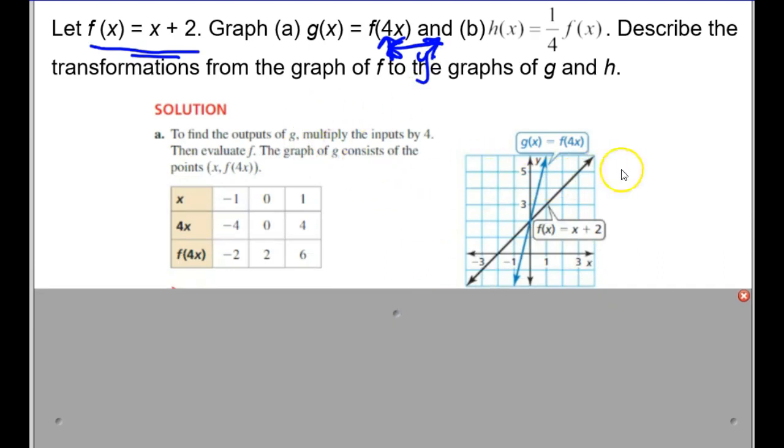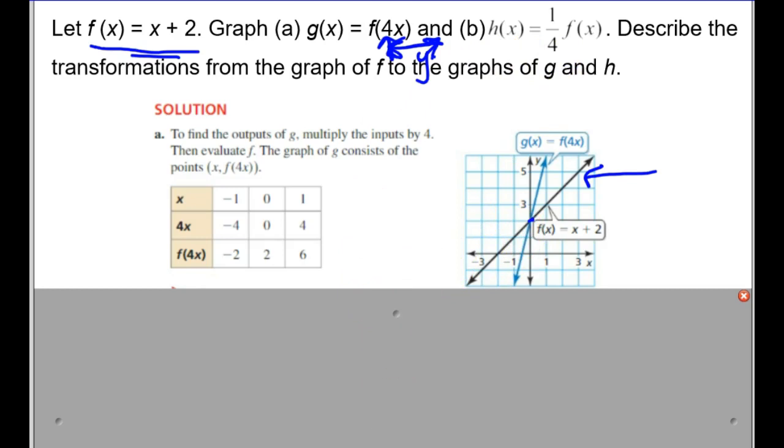So here we go. The black one again is my original parent function. My y-intercept stayed the same. It's going to be tall and skinny because it's a whole number that's bigger than 1. So again, my graph got taller and skinnier by a factor of 4. You'll notice that too when we keep working on these problems.